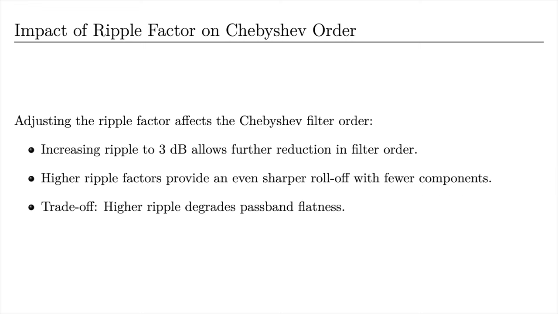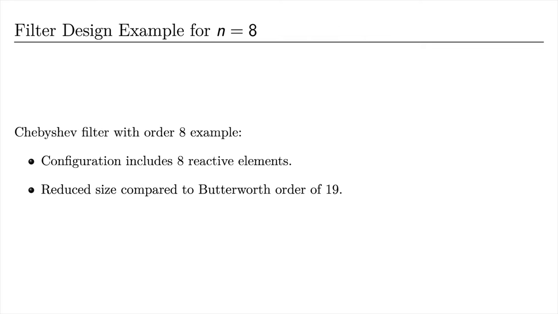Adjusting the ripple factor in Chebyshev filters further affects the required filter order. For example, increasing the ripple to 3 dB allows a further reduction in filter order, providing a sharper roll-off with fewer components. However, higher ripple factors result in a less flat passband, creating a trade-off between roll-off sharpness and passband flatness. Here's an example Chebyshev filter design with an order of 8.